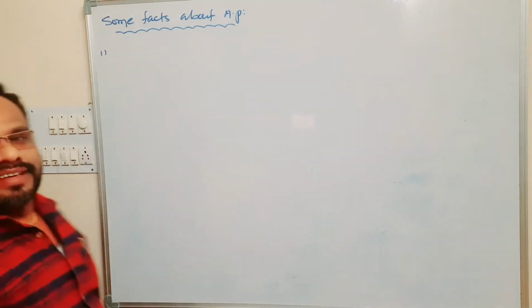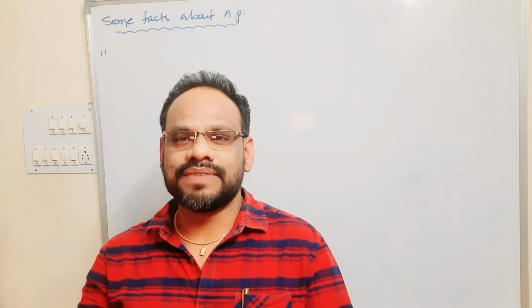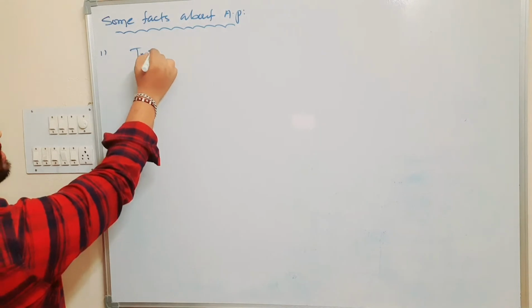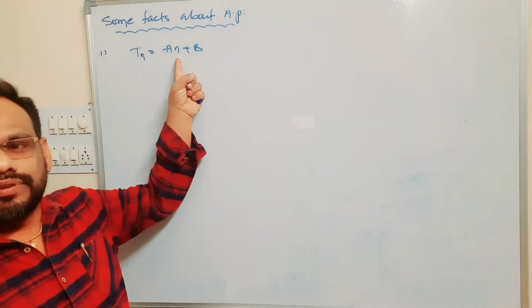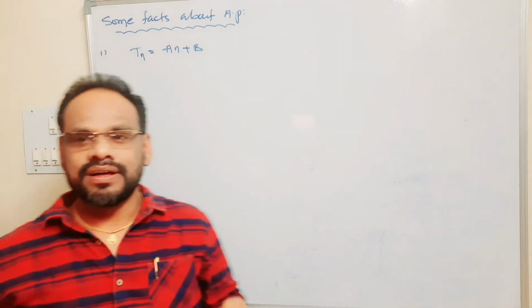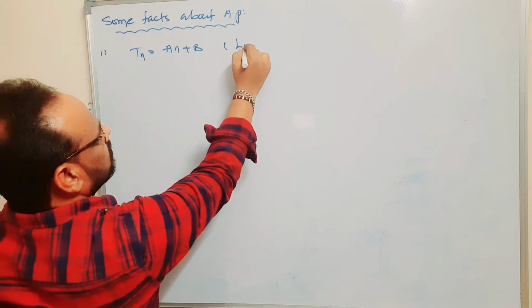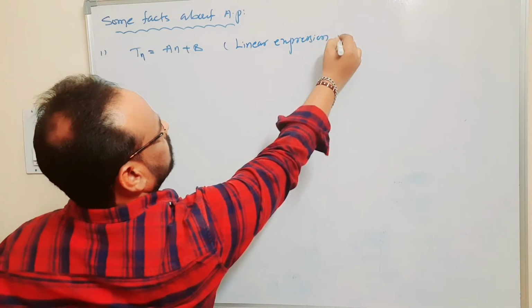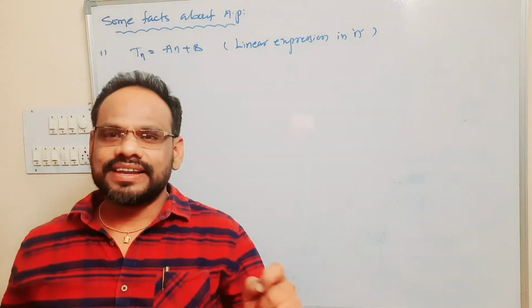First one: if the nth term of the sequence, Tn, is equal to an plus b, is given. Here n is a variable, and a and b are arbitrary constants. Clearly an plus b is a linear expression in n.